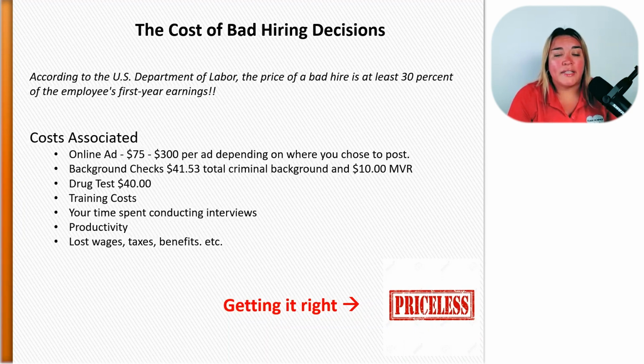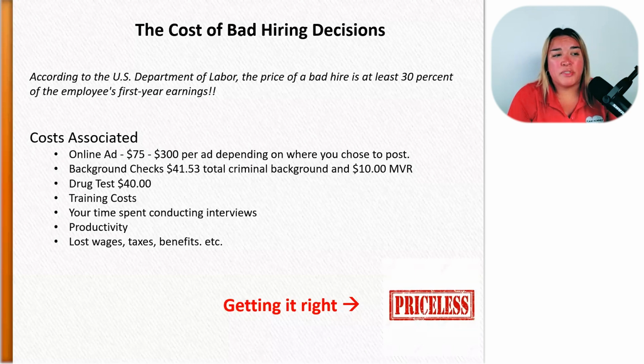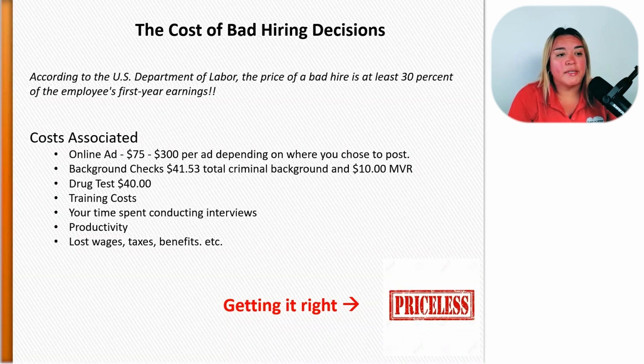An online ad is going to run you anywhere between $75 to $300, depending on which ones you choose and how many of them you're using. If you run a background check, the average right now is about $40 to $45 for a simple background check. If you're going to do an MVR that you're required to do for some CDL drivers, that usually runs you an additional $10. If you're doing pre-employment drug testing, on average, those run about $40.